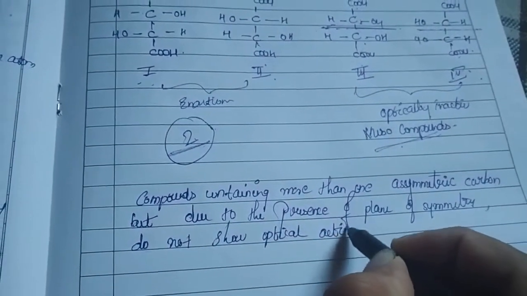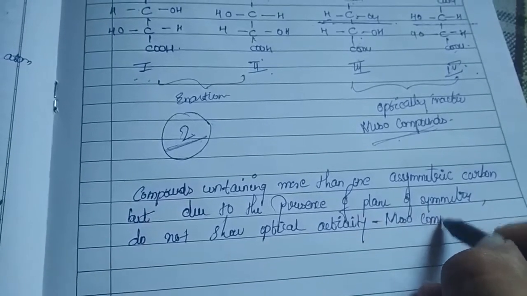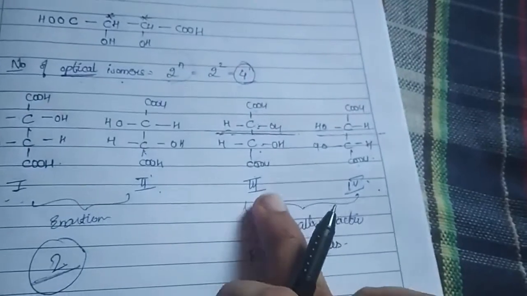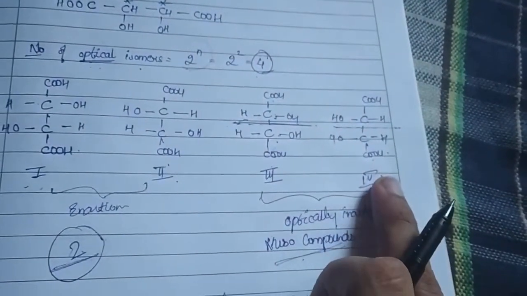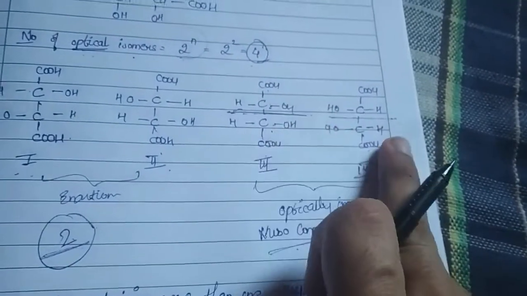So these are called as what? Meso compounds. Second, third, fourth, of course they are not enantiomers. Why are they not enantiomers? Because first and foremost, they are not optically active.